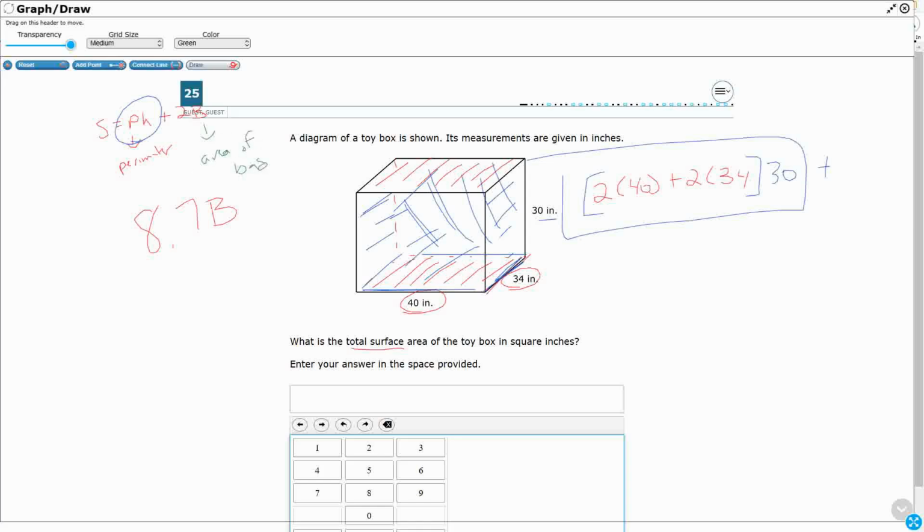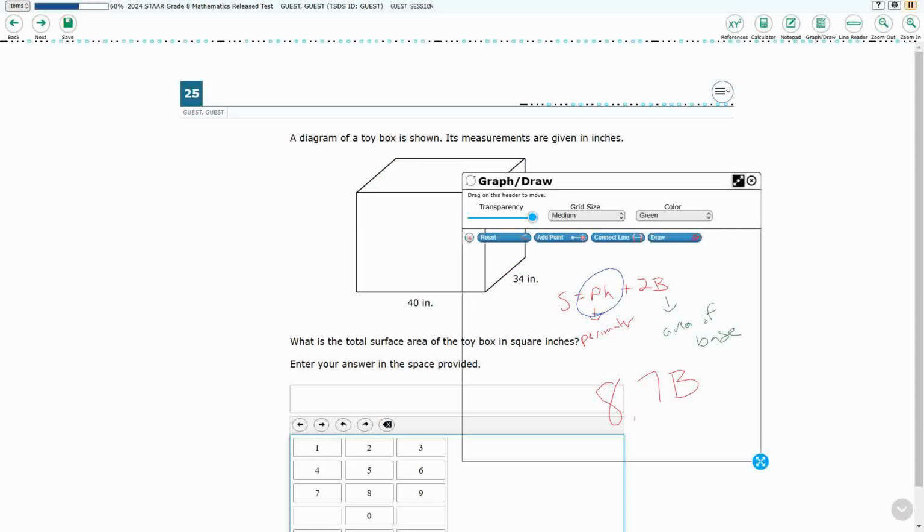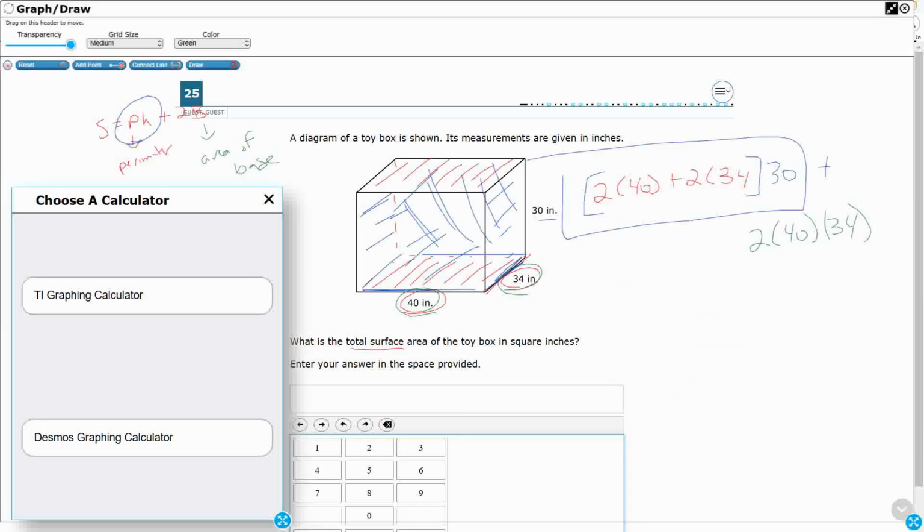So what is our base? Well, it's the same 40 times 34, but I need to double that because there's a base on the bottom, a base on the top. So 2 times 40 times 34. So that's a lot. Let's get our calculator out and let's plug that in.